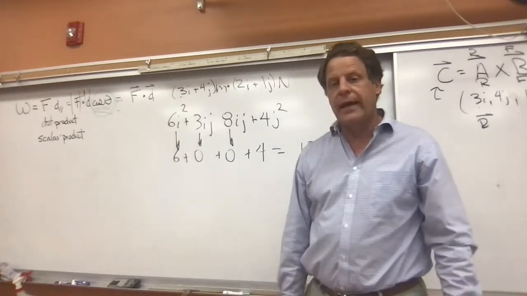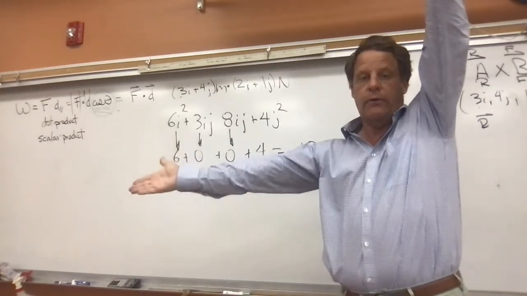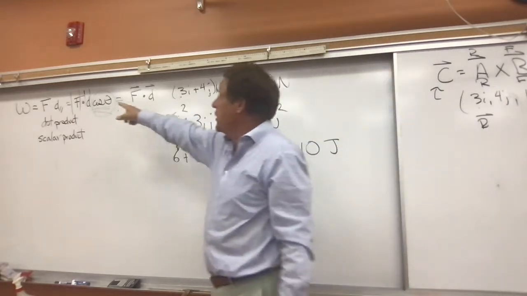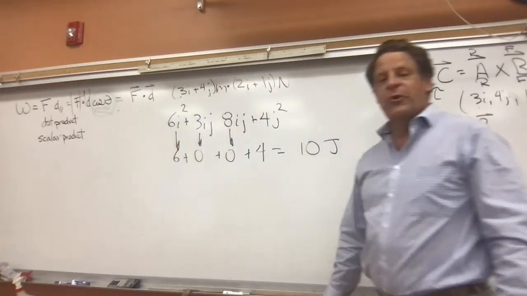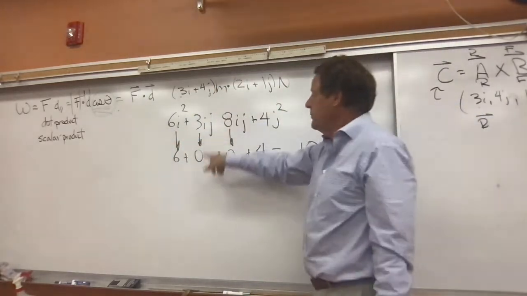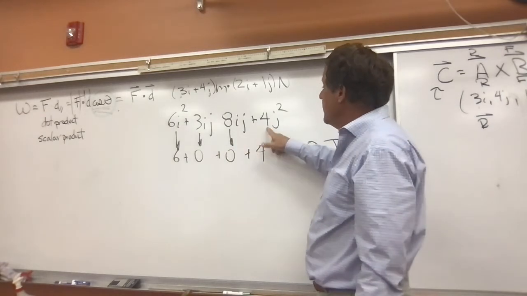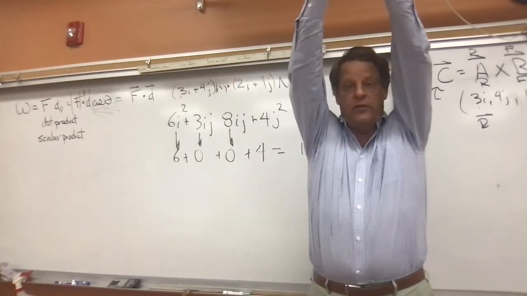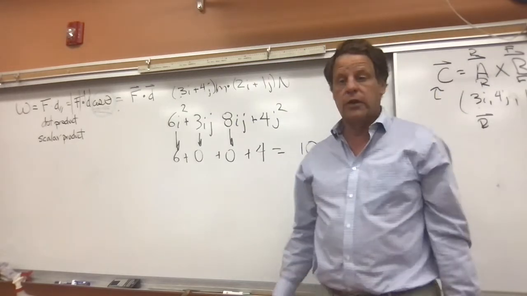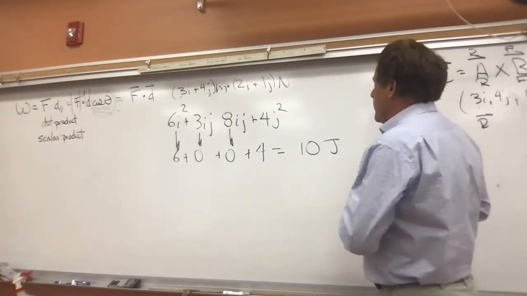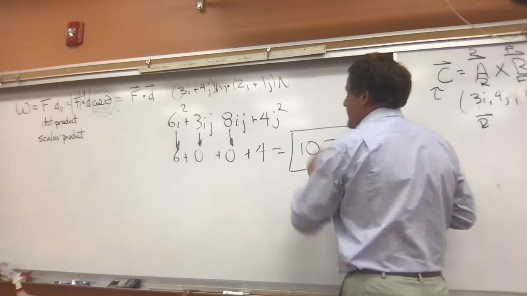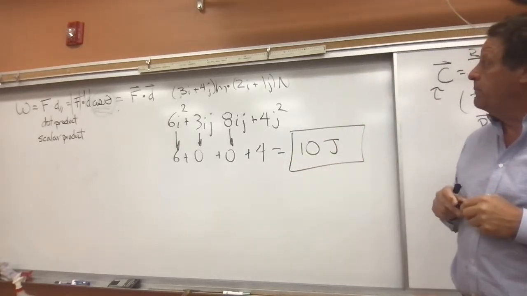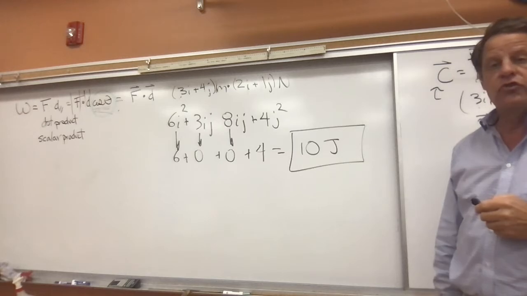But when we get to the IJ, now we are at right angles, an angle of 90 degrees, and we know that the cosine of 90 degrees is 0. So 3 times 0 is 0, 8 times 0 is 0, and 4 times 1, because that is essentially in the same direction, the angle between those J's is 0. And so we have an answer of 10. Since we've got meters and newtons, we have 10 joules.